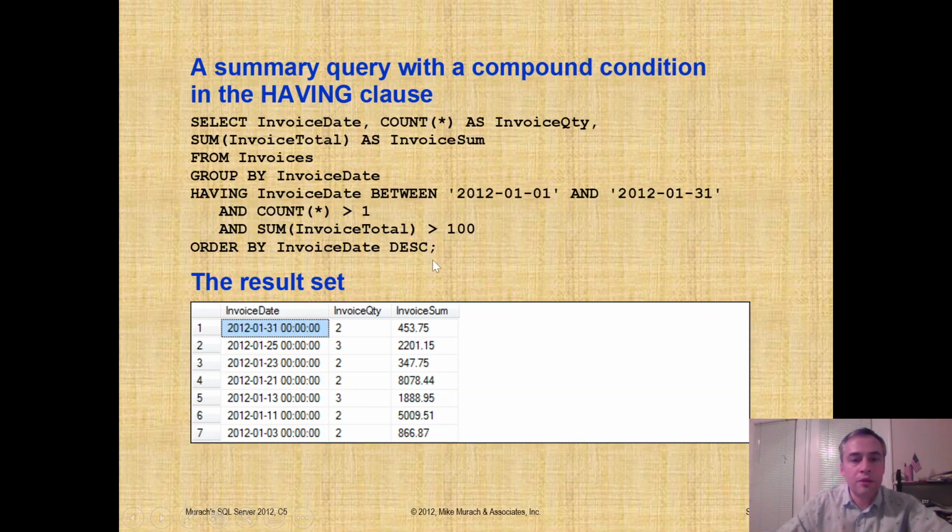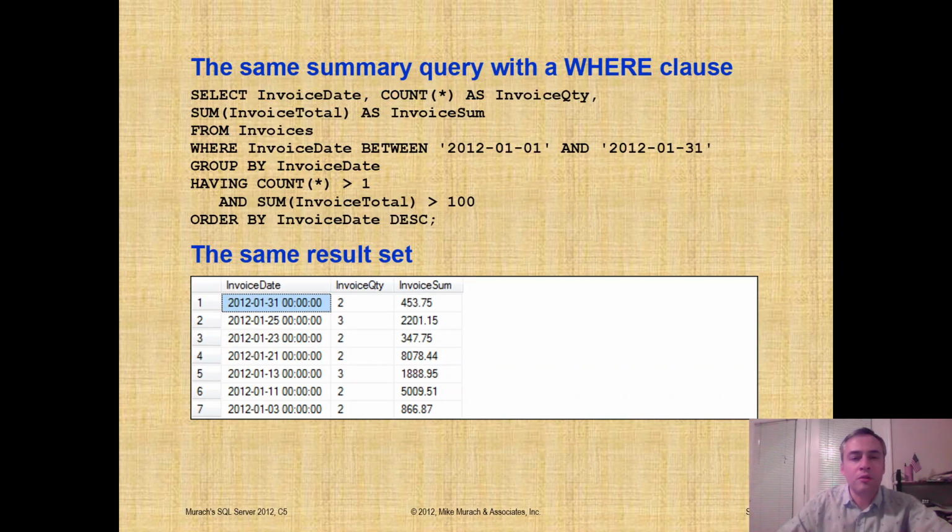So we have the same query with a where clause. We basically pushed the condition about the dates to the where clause. And that does not change anything because the dates in the results after group by and before group by were the same. All right, so the results are the same. There is often more than one way to write a query to get the same results, but in general, do not confuse where with having.